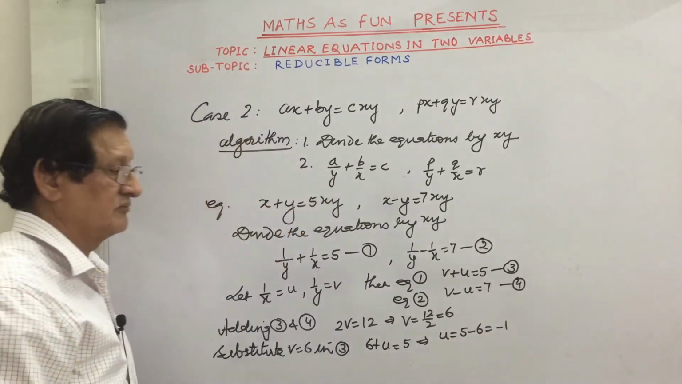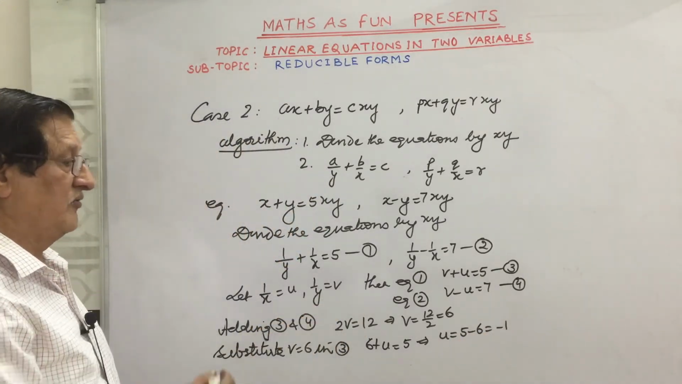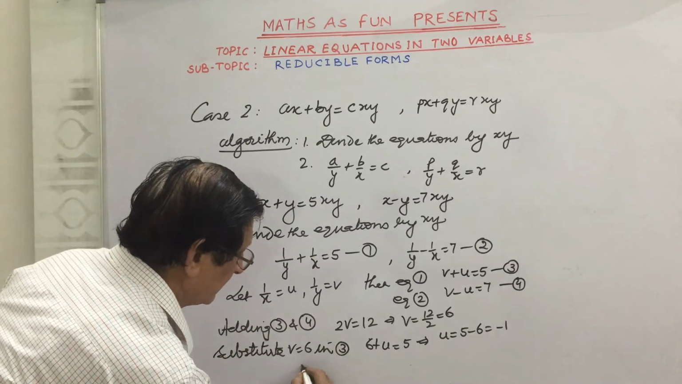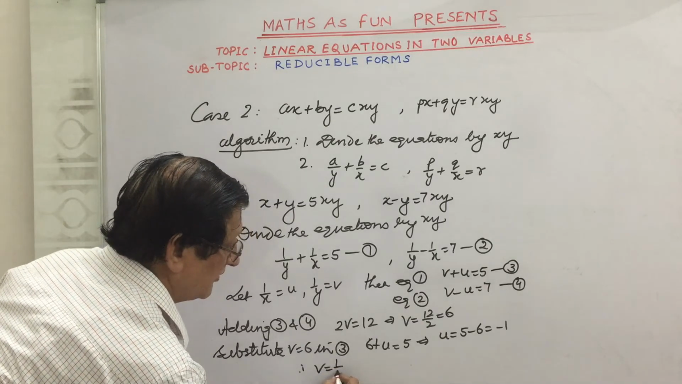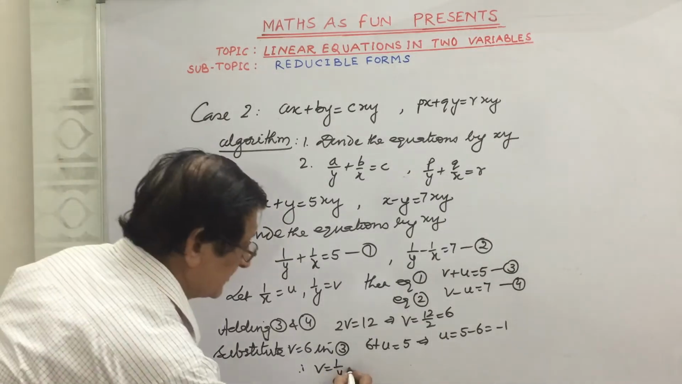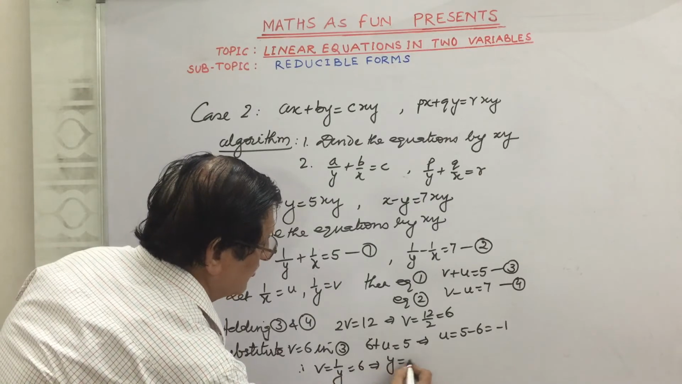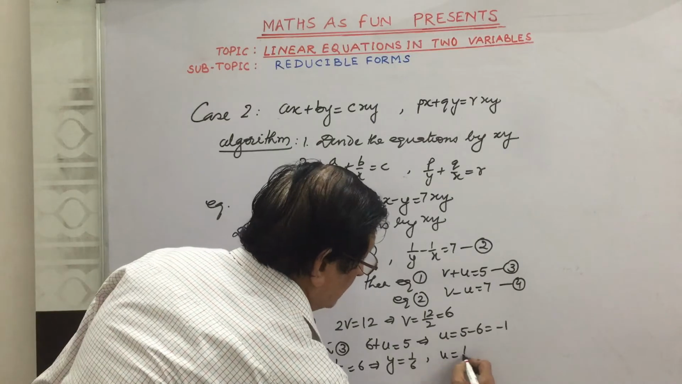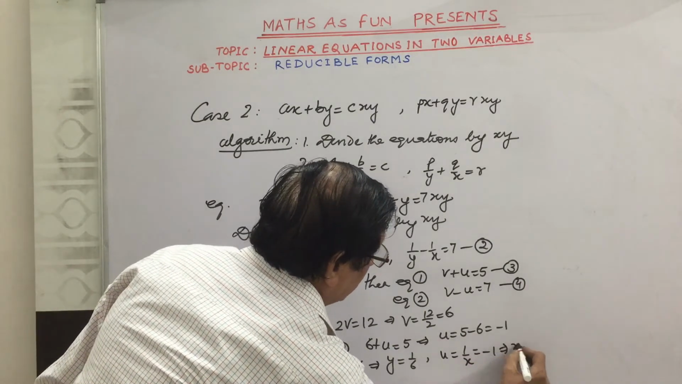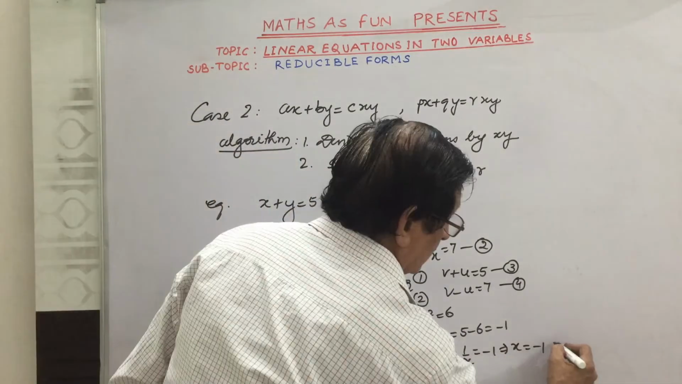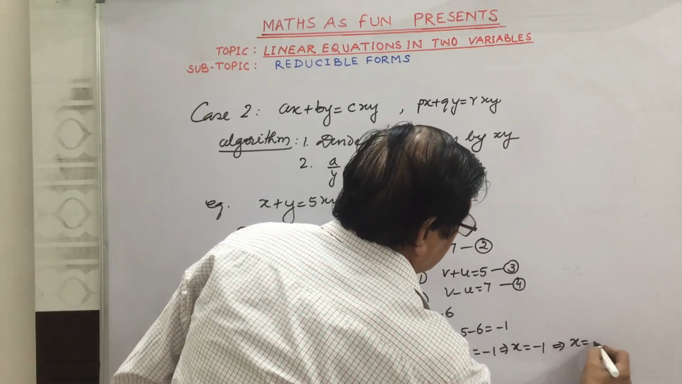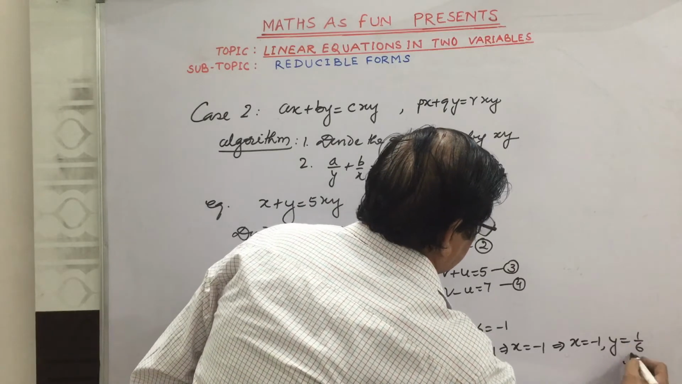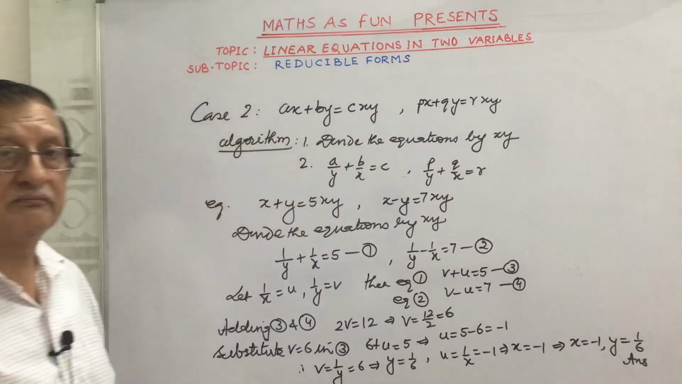So we have got the value of v, we have got the value of u, and from that we can get the value of x. We know that v is equal to 1 upon y, that is equal to 6. It means y will be equal to 1 upon 6. And we have u is equal to 1 upon x, that is minus 1. It means x comes as minus 1. Therefore, we can say solution is x equals minus 1 and y is equal to 1 upon 6. This is the answer of this particular problem.